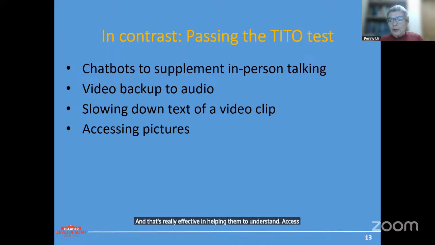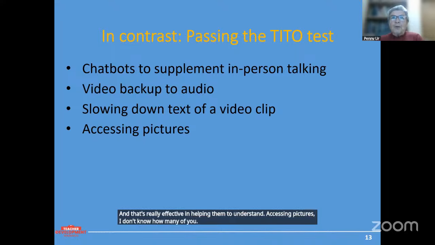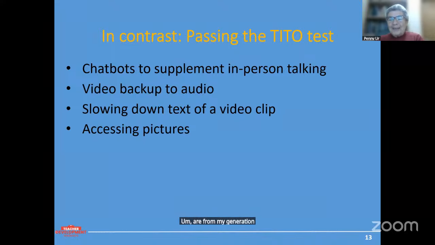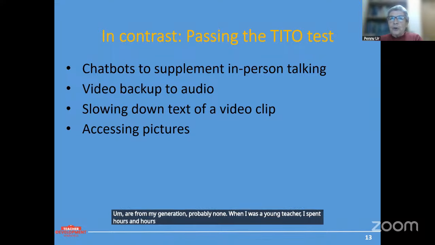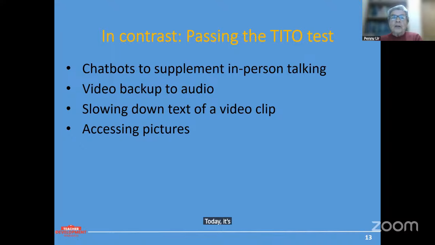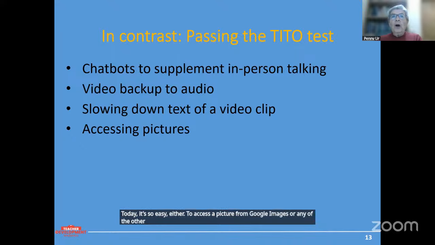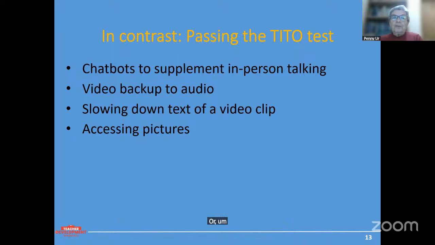Accessing pictures. I don't know how many of you are from my generation, probably none. When I was a young teacher, I spent hours and hours leafing through color magazines to find pictures. Today, it's so easy either to access a picture from Google Images or any of the other programs, or to get one of the AI programs to draw a picture for you according to your own specification.